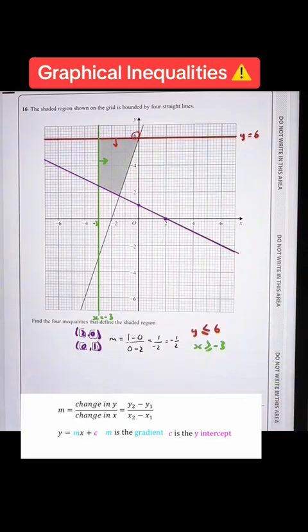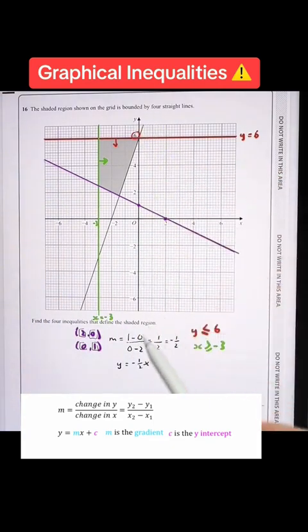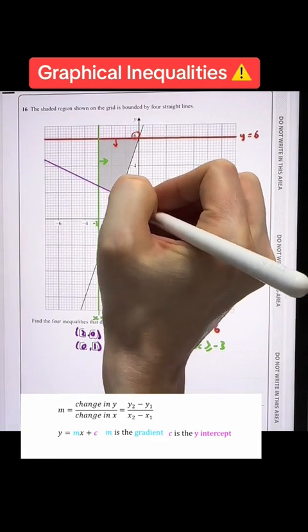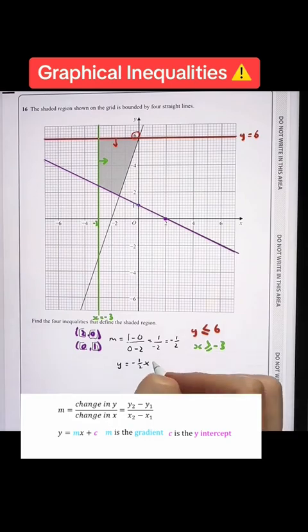I know the equation of a line is y equals mx plus c. So I'm going to have y equals, my gradient is now -1/2, so it's -1/2 lots of x. And my value for c is where my line crosses the y-axis. Here I can see it crosses the y-axis at 1. So my line is y equals -1/2x plus 1.